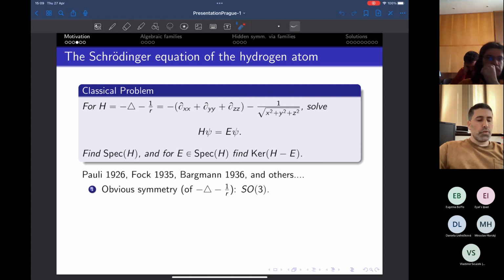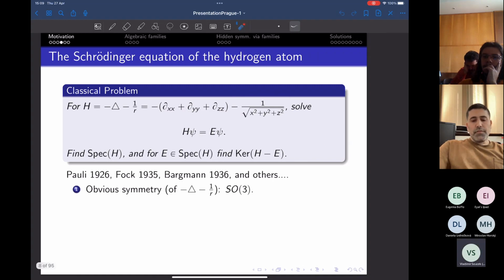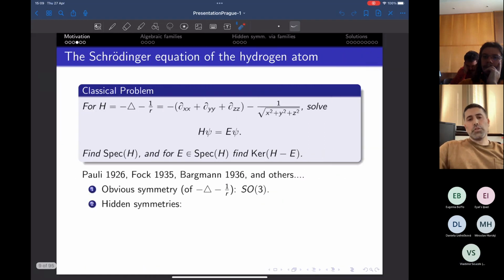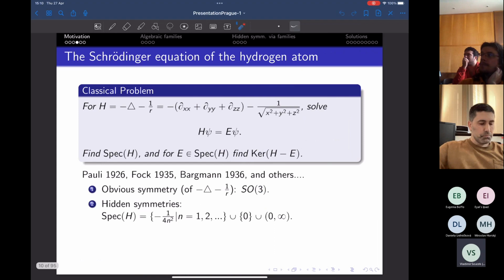You can use the orthogonal group SO3 as a symmetry group, but in fact there is a larger symmetry, a hidden symmetry, which is some other Lie group containing SO3. And in fact, there is more than just one hidden symmetry. There are three hidden symmetries, and the type of group, or the correct group, depends on the spectrum, on the sign of the energy. So first, let me tell you what is the answer for the spectrum.